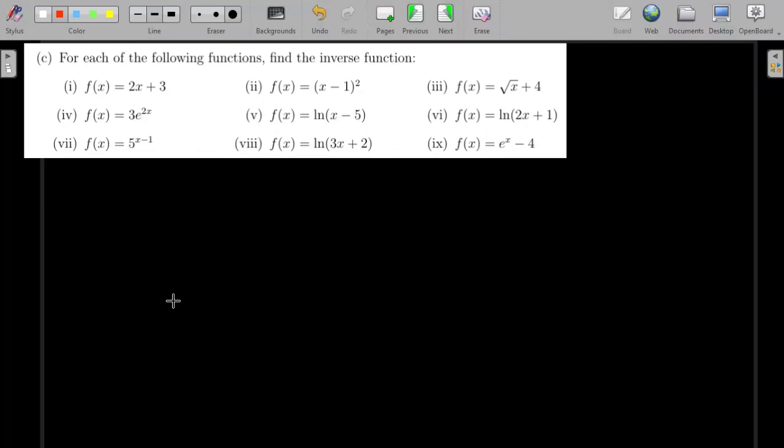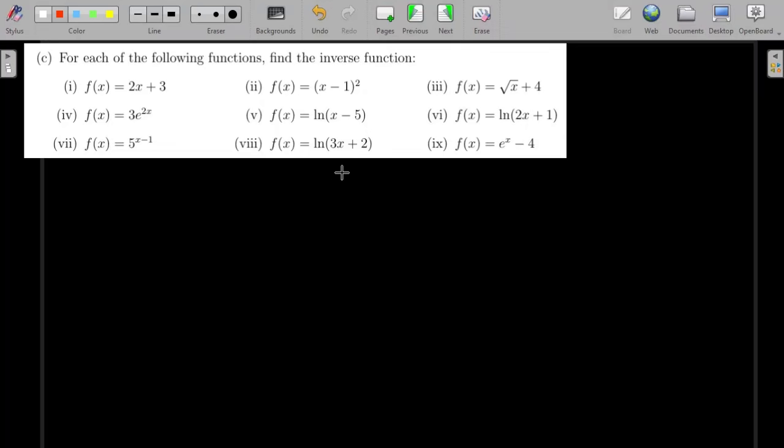Okay, so now let's look at question C. On question C, we'll be finding the inverse or the inverses of all these functions that we've been given here. So now to find the inverse of a function, you have to make sure that that function is a one-to-one function. Okay, that's the only way in which you can find an inverse.